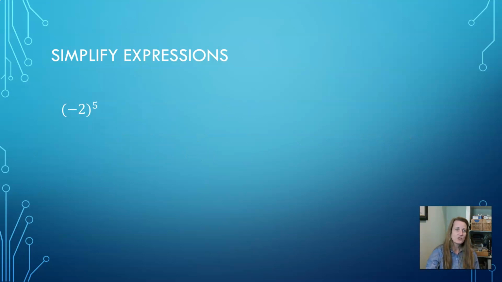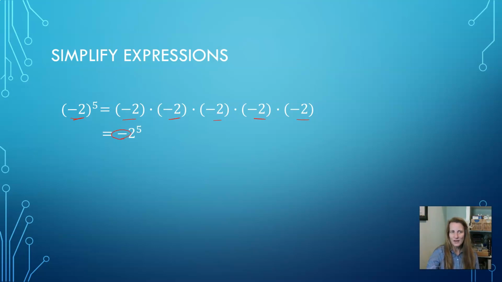Here's another expression, negative 2 to the 5th. That means I have, what's my base? Negative 2 to the 5th power. So I have negative 2 multiplied 1, 2, 3, 4, 5 times. And now how did I get a negative out front like that? What happened? Well, I'm going to look at each piece. Remember, I can pull out a negative 1 from each piece. So let's write those all down.